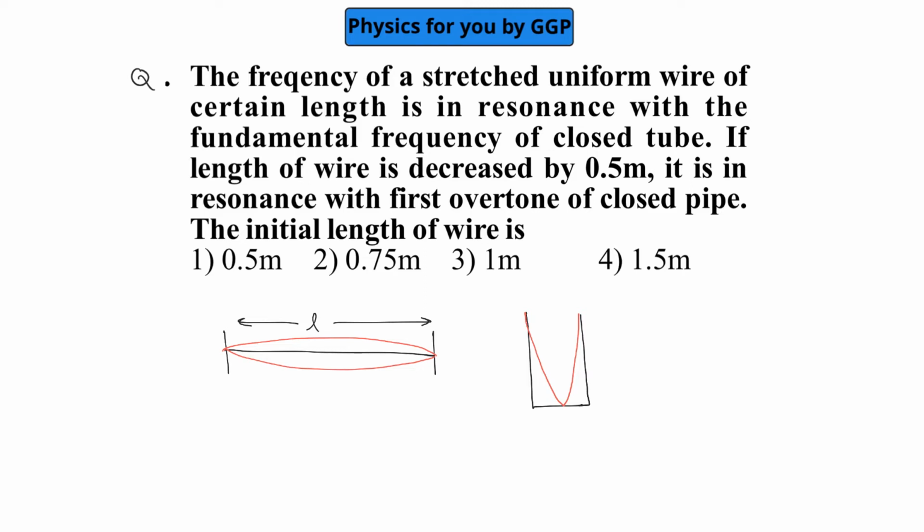We know the equation for the frequency of a string is V divided by 2L, and for the closed pipe, which is closed at one end, the frequency is V divided by 4L. Let's say the length of the pipe is L2, so we take it as 4L2, and the length of the string is taken as L1, which gives V by 2L1. It is given that their frequencies are equal. The length of the wire is decreased by 0.5.